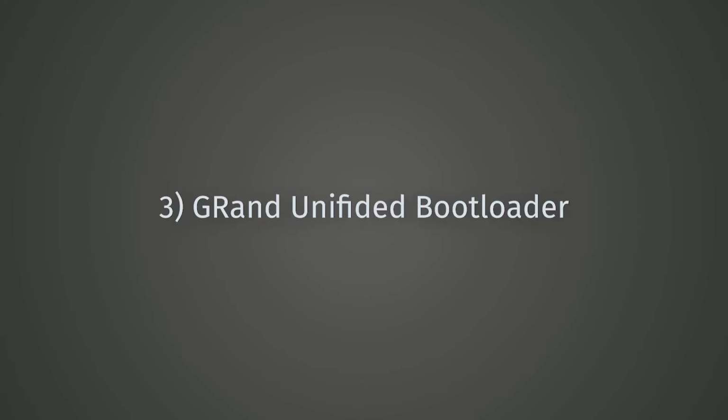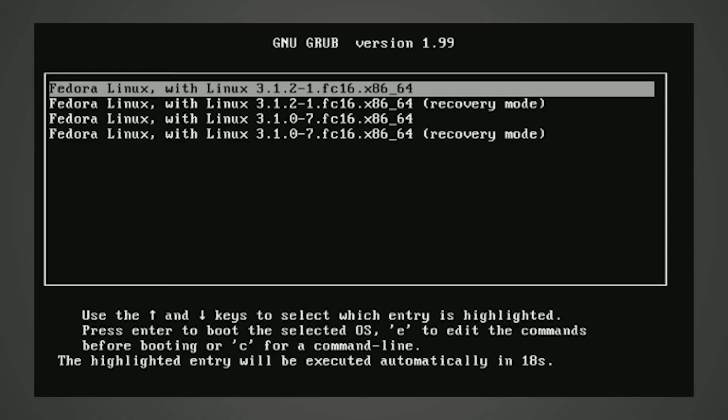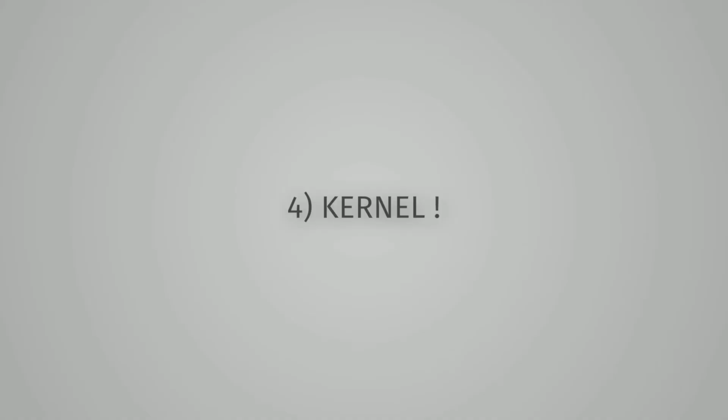GRUB, the Grand Unified Bootloader, is responsible for giving the user the choice to boot one of multiple operating systems installed on a computer. It displays the menu for multiple OSes. If nothing is selected, it loads the default kernel. So, in simple terms, GRUB just loads and executes the kernel and initrd images.